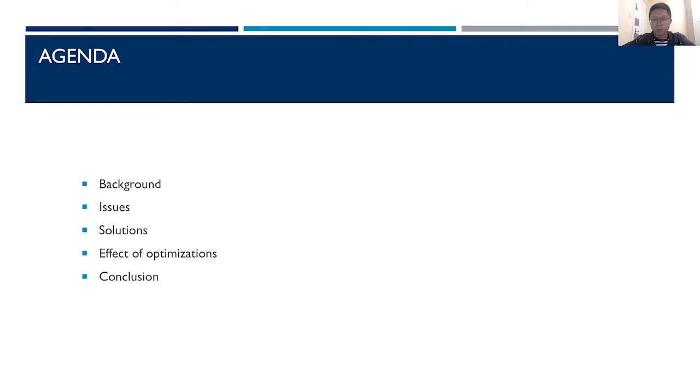The agenda of my presentation contains the following parts. The first part is the background, and the second part will list the main issues that slow down the creation of a virtual machine with a pass-through GPU card. The third part will give some details of the solutions, and then the effect of the optimization will be shown. The last part is the conclusion.